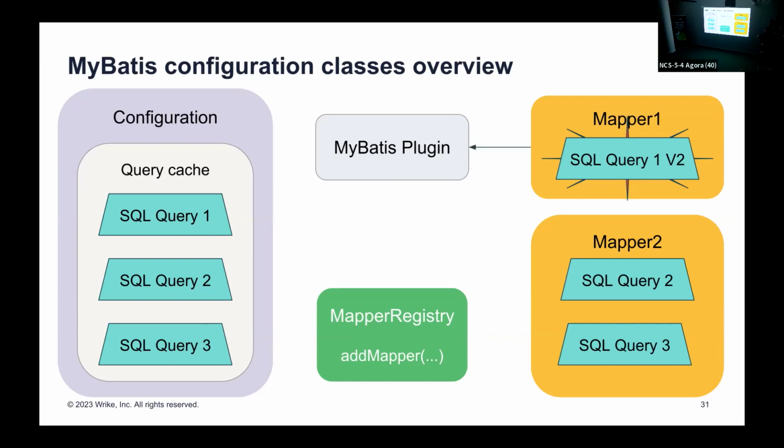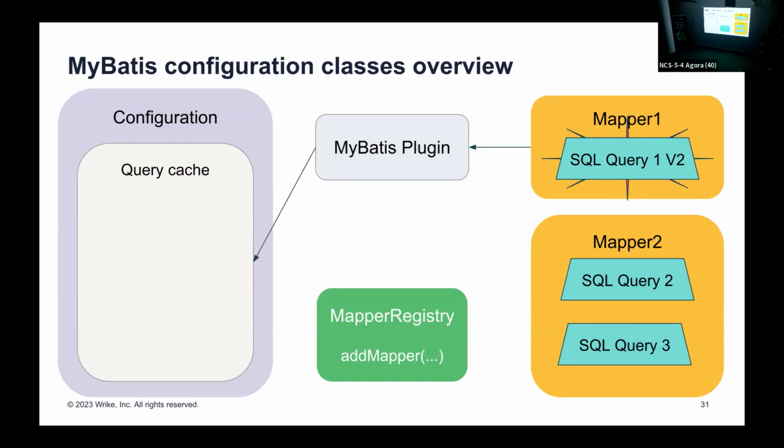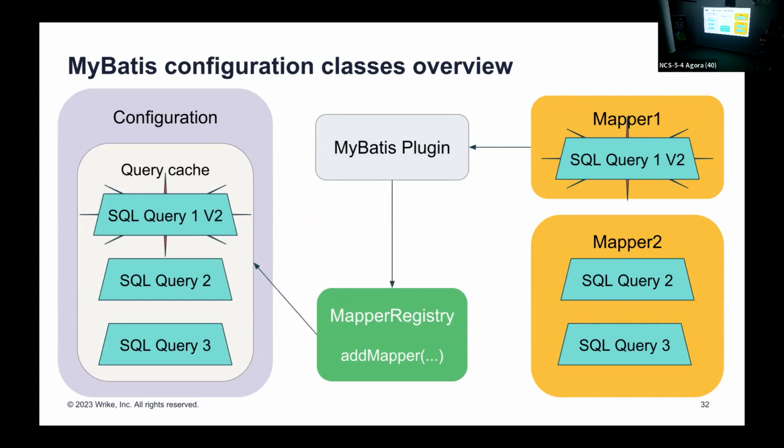And then the MyBatis plugin receives this event that our mapper was updated. The first thing to do is to reset this query cache completely. And again, we have a reference to the configuration instance, so we can do so. Then we just add mappers one by one through the mapper registry to the configuration to fill our query cache again with the new values. And this is basically the whole workflow.